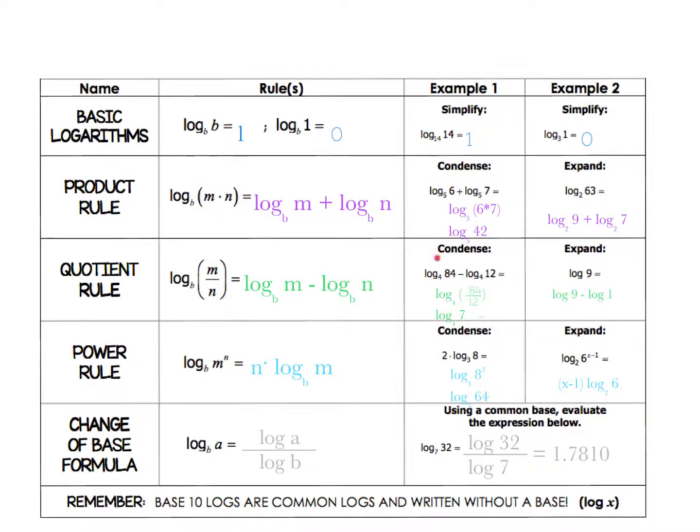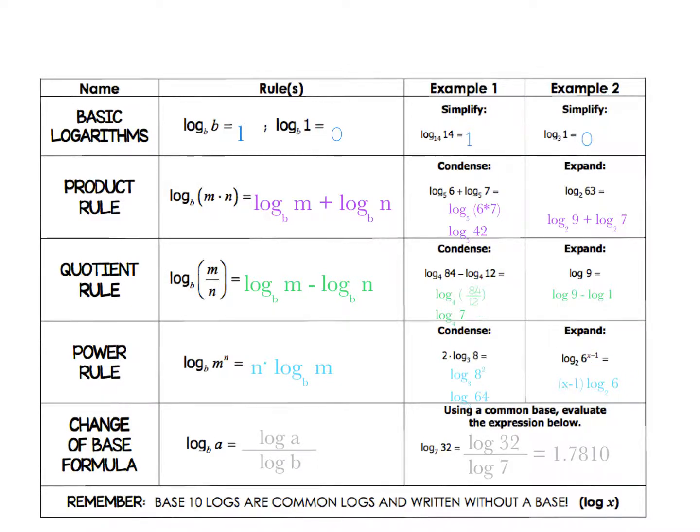And then condensing, I see log base 4 and log base 4, and subtraction. So that's the same as m minus n, or m divided by n. So 84 divided by 12 gives me 7. So log base 4 of 7. The power rule just says that that exponent comes out in front of the log. So over here, x minus 1 is the exponent.